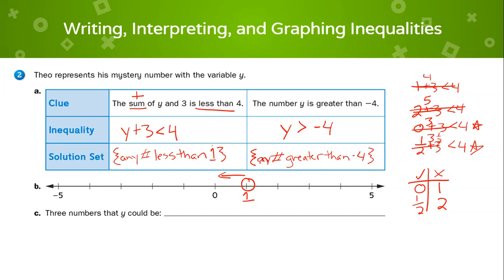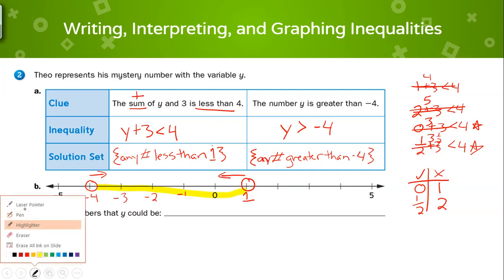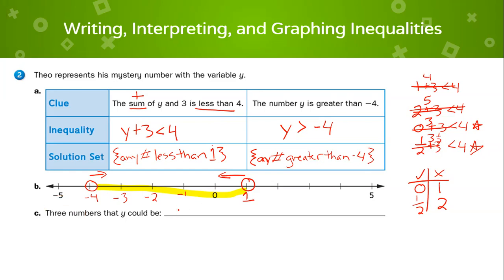My second solution set says any number greater than -4. So I don't want to include -4. Oh, where is -4? Let's label these. -1, -2, -3, -4. I don't want to include -4, but I want numbers that are greater. And so our solution set, guys, is all of our numbers between -4 and 1. And we just have to pick 3 that it could be. I see 3 sitting here. So we can do -3, -2, -1, 0, etc.